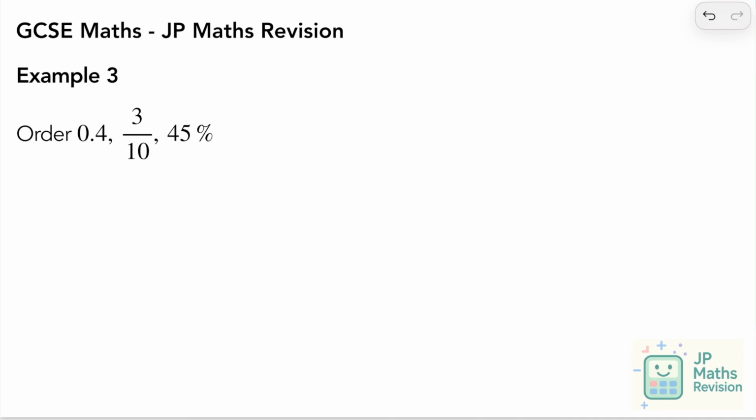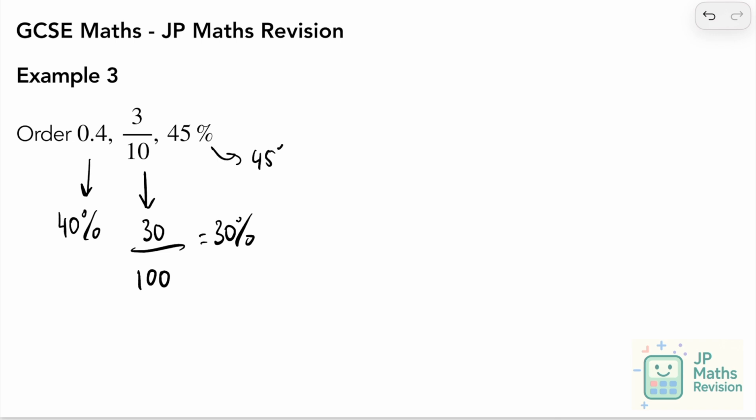Here's another example. So this time I'm going to convert them all to percentages. So 0.4 as a percentage, I do 0.4 times 100. That's going to be 40%. 3/10 as a percentage, that's going to be 30% because 3/10 is the same as 30/100, which is the same as 30%. And then 45%, that's already a percentage, so that's fine as it is. So you can see the smallest one is 3/10, which is 30%, followed by 0.4, which is 40%, and then followed by 45%.